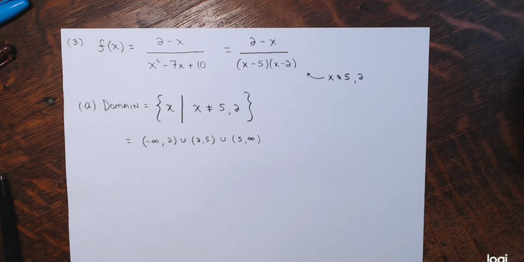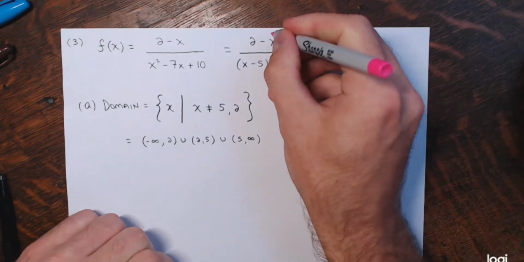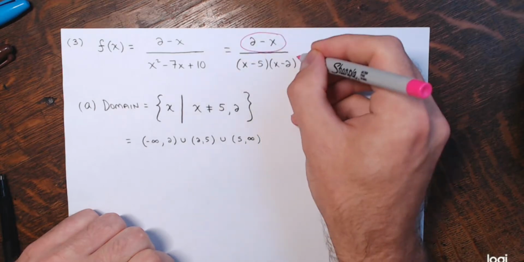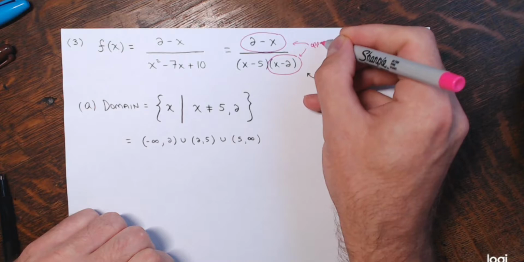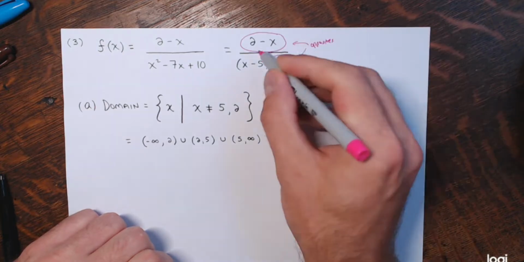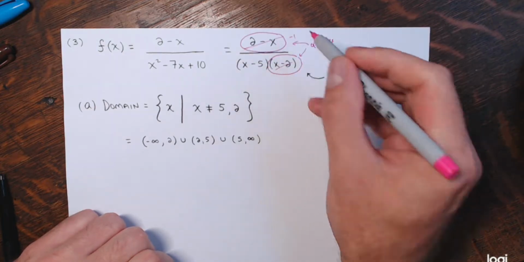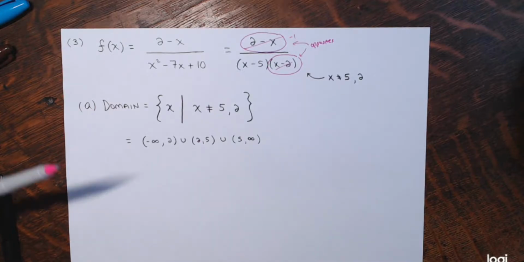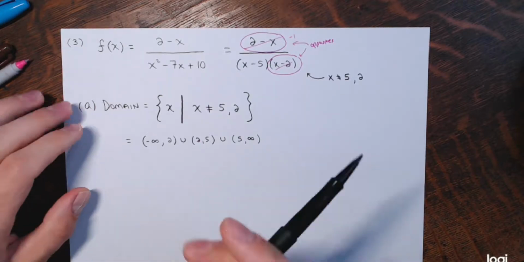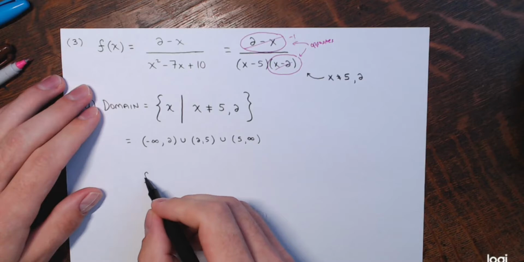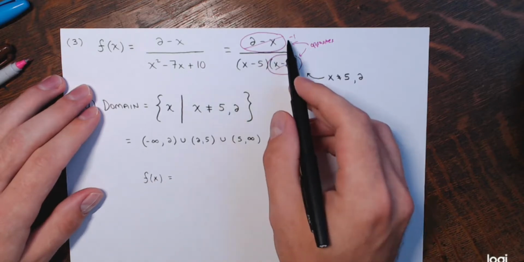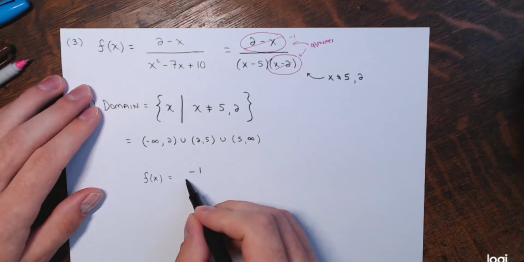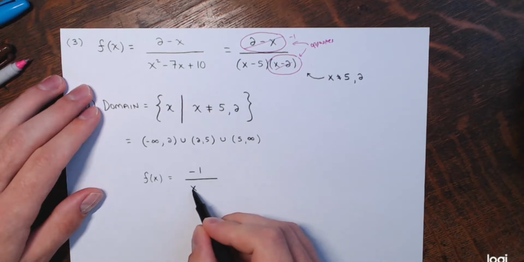Now something else I'm noticing is that this expression, 2 minus x, and this factor down here, x minus 2, those are opposites. And remember what happens when you divide opposites: they become negative 1. So we can simplify this. If I simplify f of x, it would be negative 1 over x minus 5.